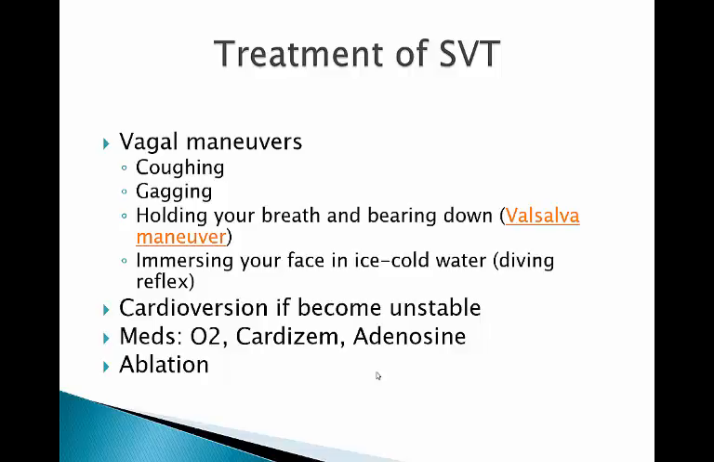We can do the diving reflex, and I did that in school one time, but immersing a patient's face in ice cold water is probably not the best way to treat SVT, but it's something that could potentially work. Because by immersing your face in ice cold water, it stimulates the vagus nerve and it makes your heart rate go down. Now, if the patient is unstable, we could do cardioversion.